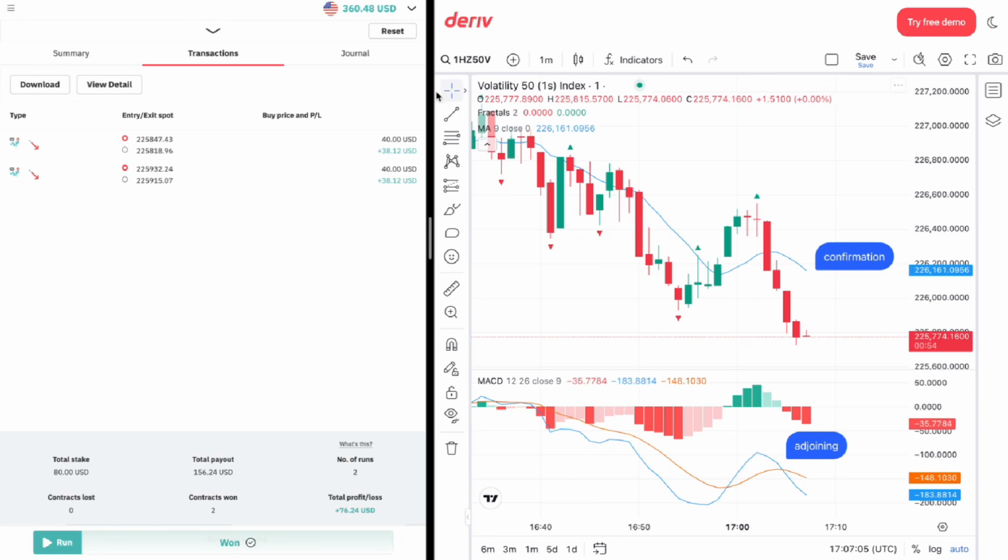So if this was a $30 account, this would probably be a $5 stake. You see? So your risk appetite goes hand in hand with how much you have on that account.